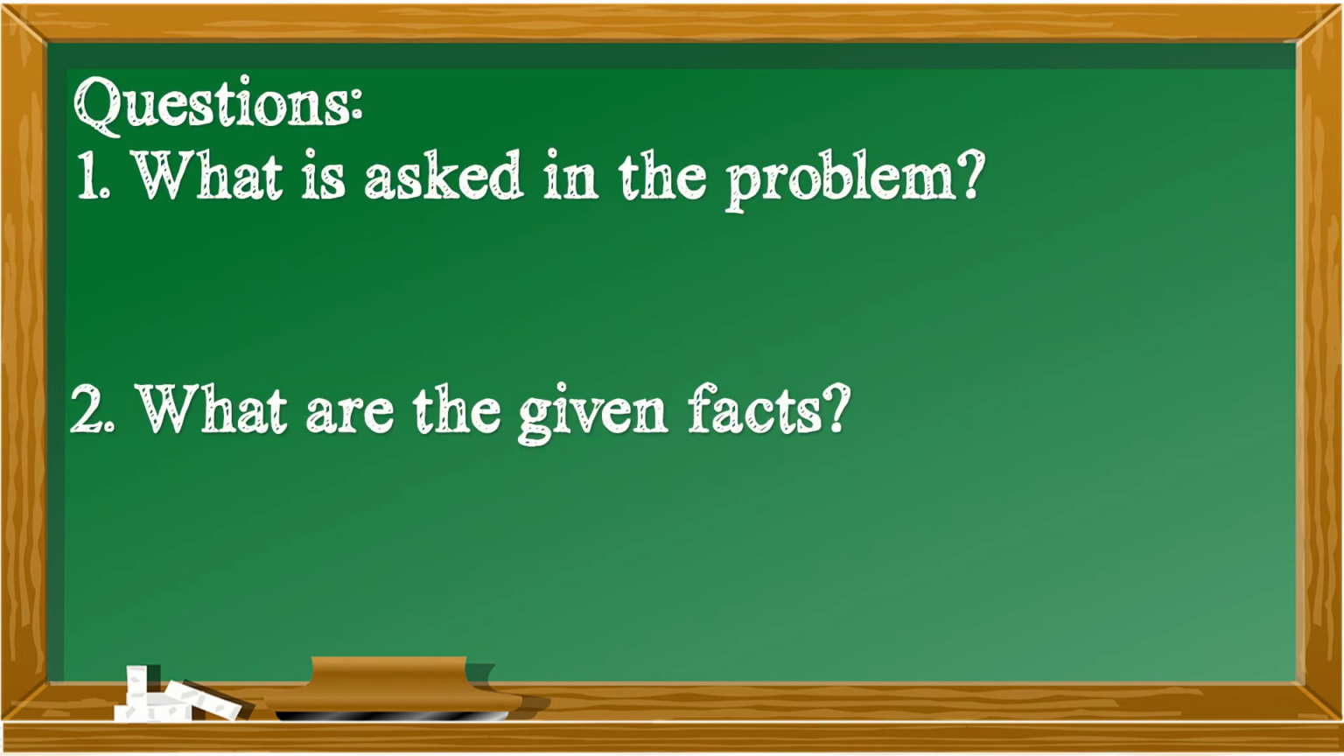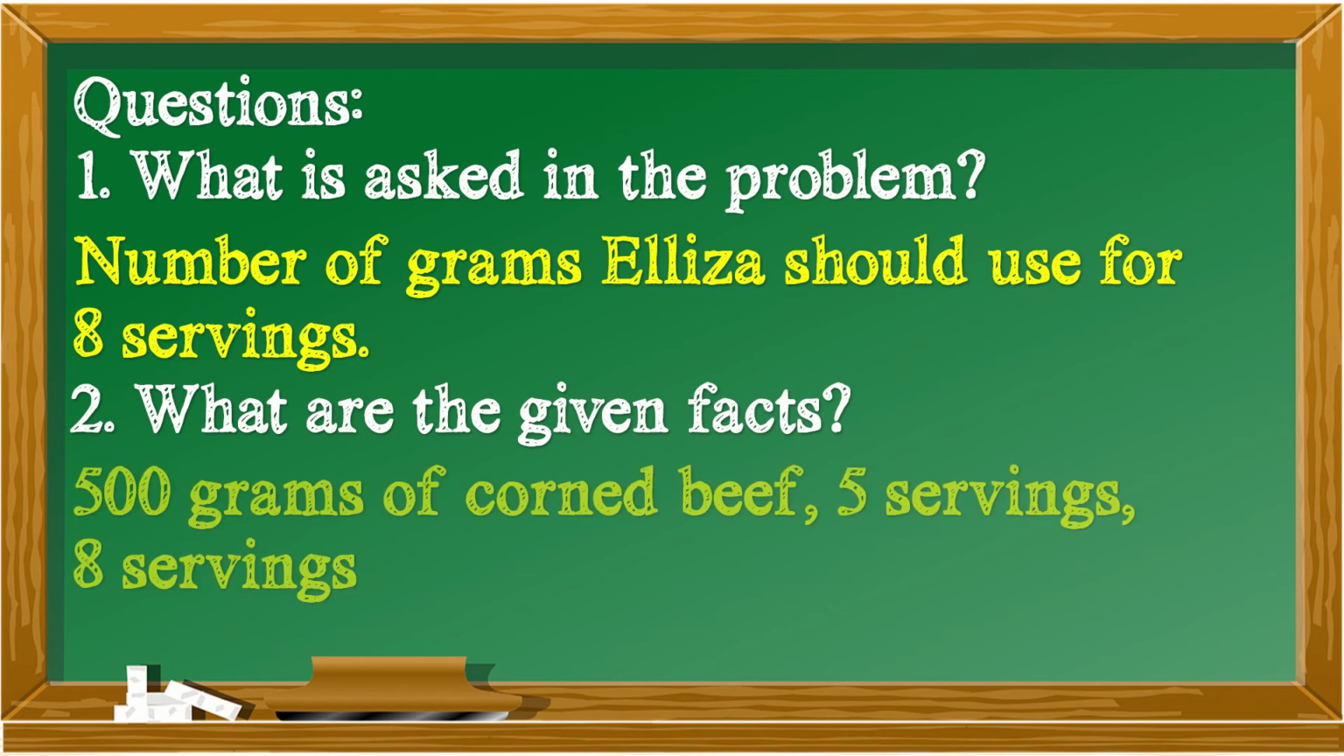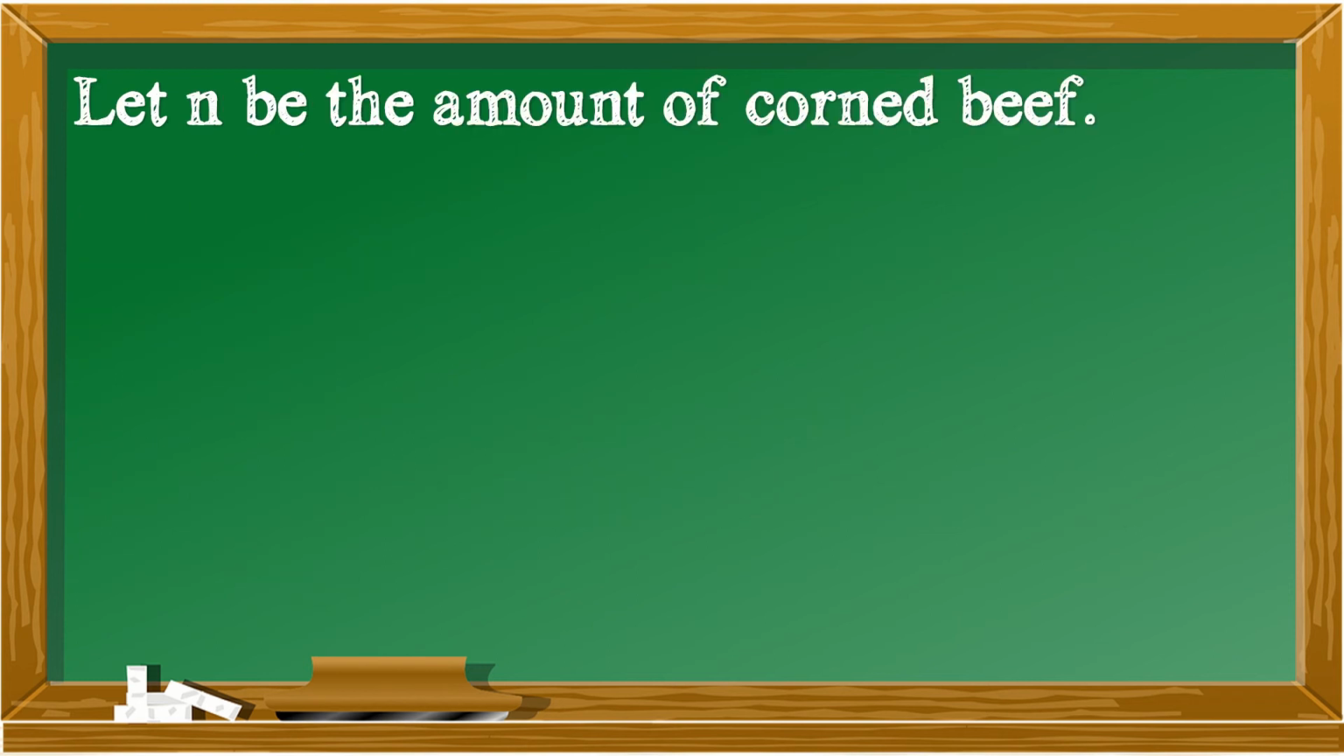What is asked in the problem? Number of grams Eliza should use for 8 servings. What are the given facts? 500 grams of corned beef, 5 servings, and 8 servings. Let us solve for the missing grams of corned beef. Let n be the amount of corned beef.